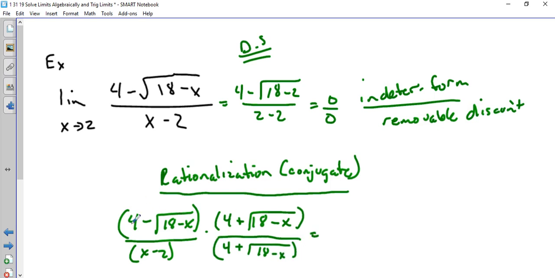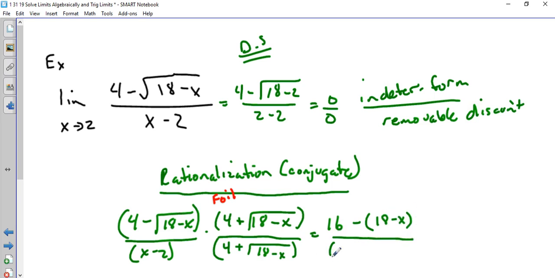Very nice. All right. So we're going to FOIL this now. Remember, we're going to FOIL this. What will happen is that since we do have the difference of squares, we have 16. The middle terms will cancel out. Then we're left with minus negative. So we're taking the square root of 18 minus x times the square root of 18 minus x, but we have the minus there, so it's going to be negative 18 minus x.